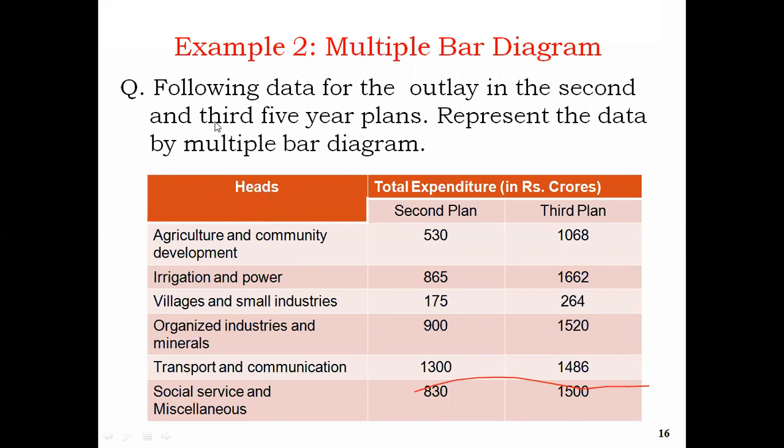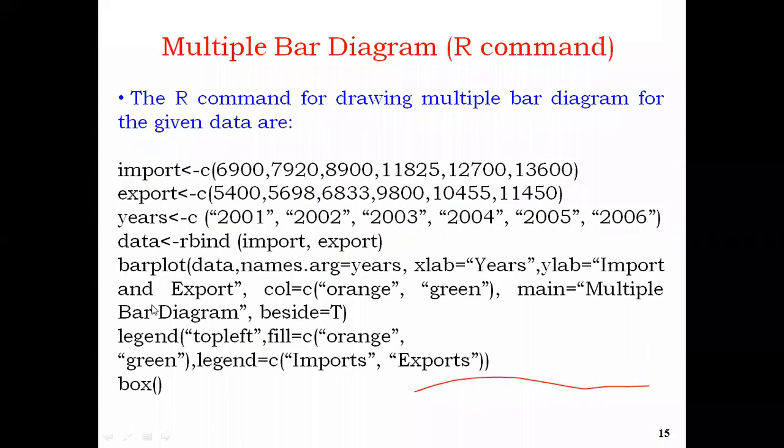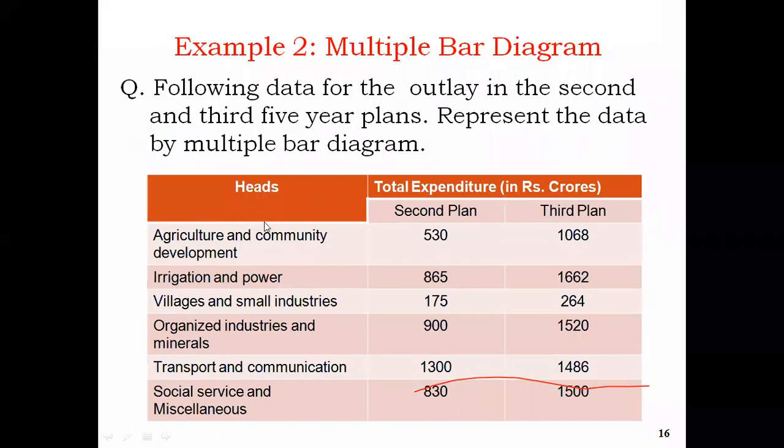Now here you see what we are considering: the following data for the outlay in the second and third 5-year plans. Represent the data by a multiple bar diagram, nothing else. What we considered in our first example was years, imports and exports. Here the same thing is given, but it is given as heads. Okay, years as heads here.